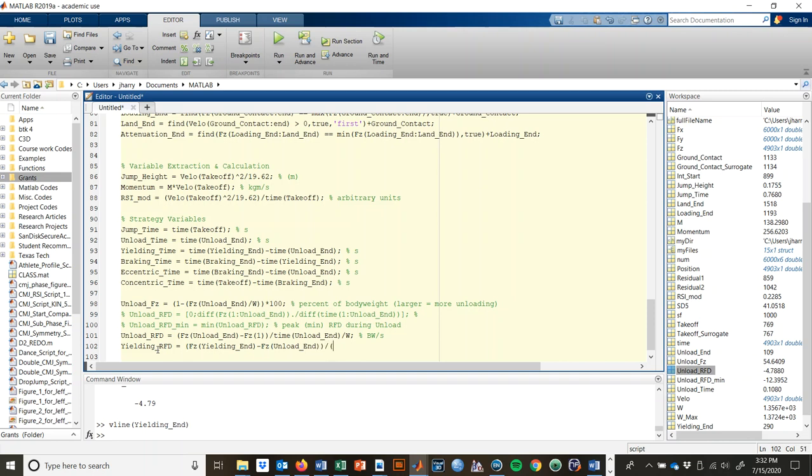And we will divide by the difference in time from the end of yielding minus time at the end of unloading. Right, so it's just the difference in force divided by the difference in time. And at the end of this, we'll divide by weight to give this body weights per second.